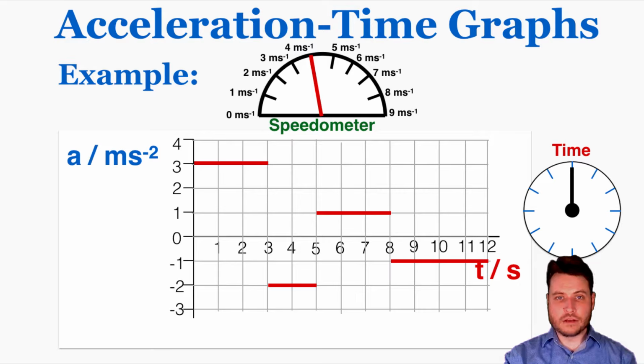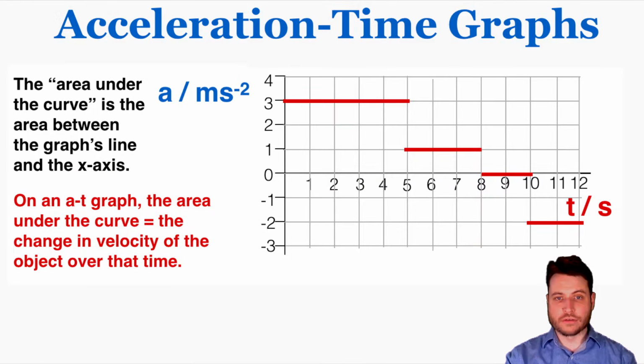You may have guessed that an important property of acceleration time graphs is going to be the area under the curve. Again, that area is the area between the line of the graph and the x-axis. On acceleration time graphs, the area under the curve is going to be the change in velocity of the object over the time that has passed. So as an example, on this graph that I'm looking at here, this area is a rectangle and the height is acceleration and the base is the time. So the area is going to be the acceleration times the time, which if you plug that into the acceleration equation, you'll see is the change in velocity.